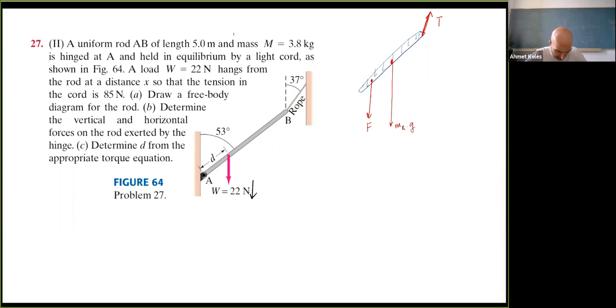Okay. And there is a force on the hinge. So I think I can just call this F_Y and F_X. Any objections? Is that correct? Did I miss anybody here? Probably not, right?